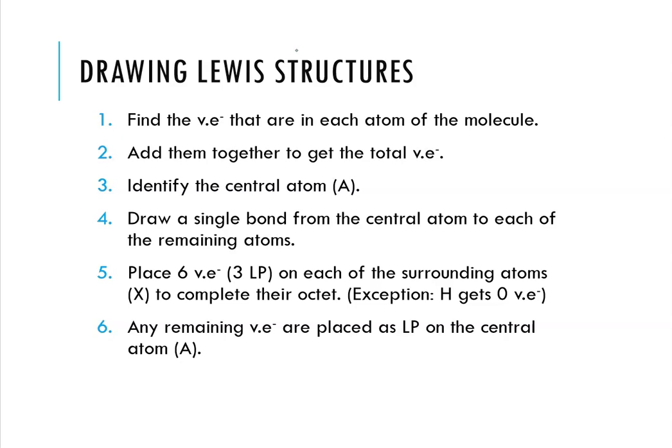We add together all the values to get the total number of valence electrons, and then we draw all of our surrounding atoms around the central atom. Once we've done that, we place valence electrons around all the surrounding atoms. Because we've drawn one bond from the central atom to the surrounding atoms, that's 2 electrons, so there'll need to be a total of 6 electrons around each of the surrounding atoms. Any electrons that are left over go on the central atom, and then I am done with my structure.